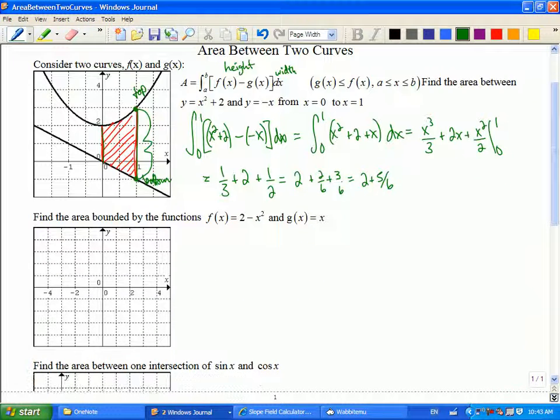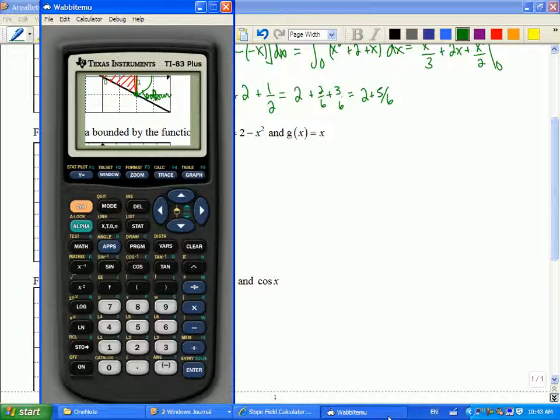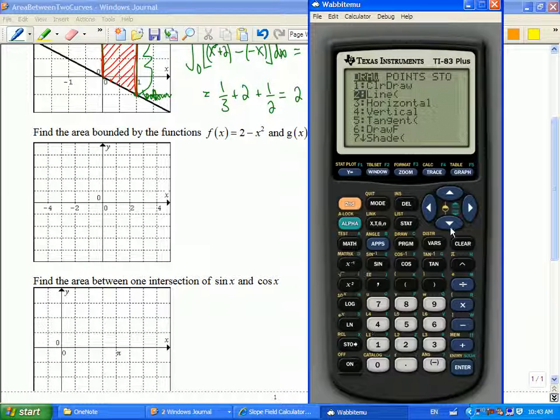So your turn. Pull out the graphing calculator. What curve is top? What curve is bottom? You might be able to sketch it quicker without your graphing calculator. But see what you get here. 2 minus x squared and x. Find the area between those two. Sorry. In this case, it's bounded by. So, do you guys know what bounded by would mean? Stuck in the middle. So why don't we just look at the picture, since that word might be new for you, and then you guys can take off with the rest of it.